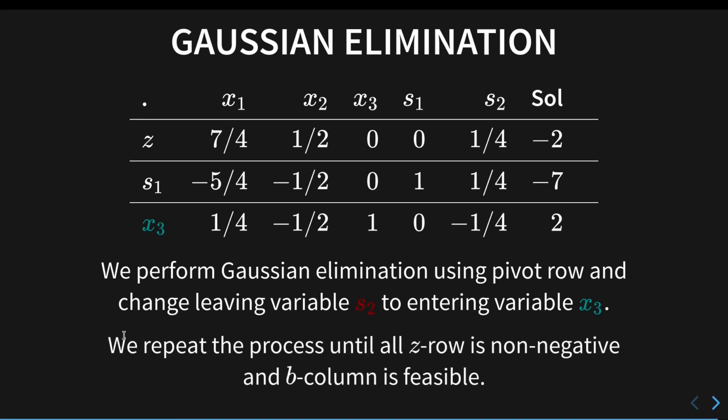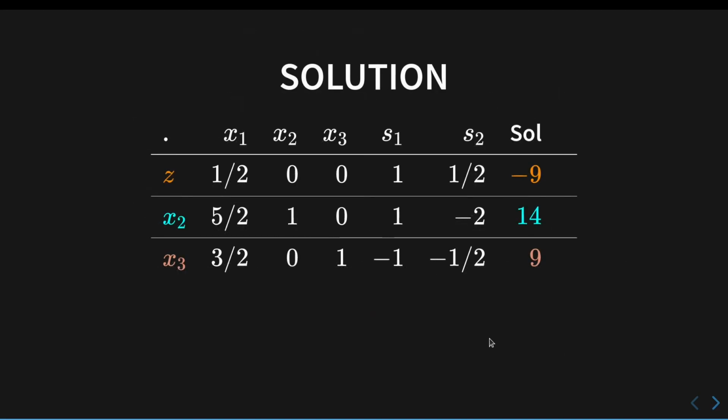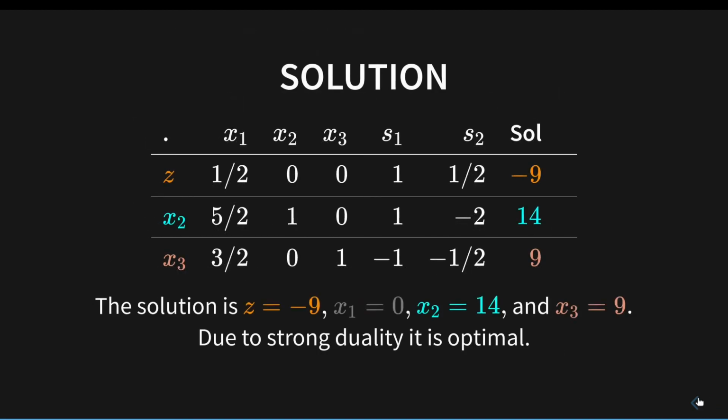Then we have to repeat this process of the dual simplex iteration until the z row is non-negative and the B column is feasible. And then we obtain this solution where we can read the objective value, which is -9, and also the variable values. And by the strong duality, this is also the optimal solution.